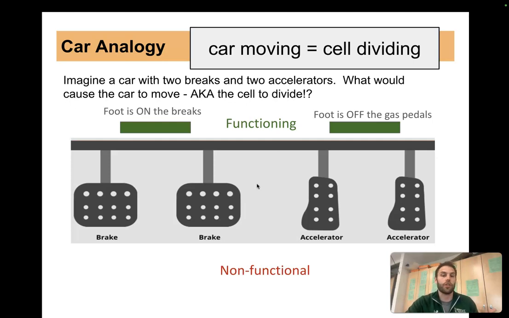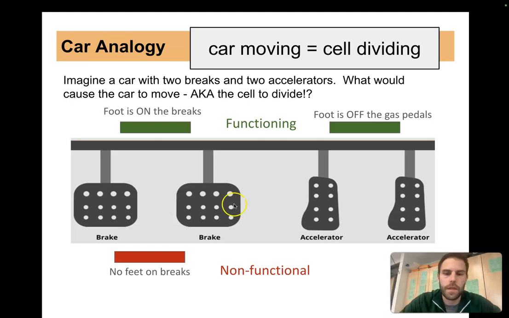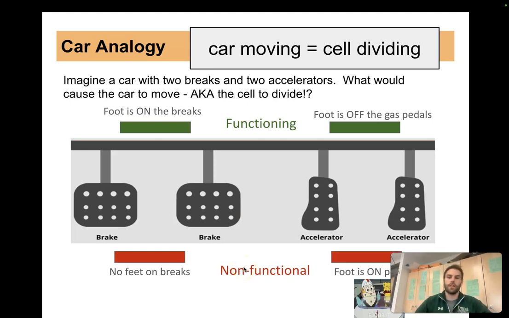So what would happen if the genes are not functioning? That means that there are no feet on the brakes. If we have 2 brakes, not just one, but both feet off the brakes. And actually this is what happens when you're driving: you take the foot off the brake and the car will start to move a little bit. So what would it mean to be non-functional for an accelerator? Well, that means that you're just flooring it when you shouldn't be flooring it. Like pedal to the metal. That would be our analogy for cell division here.